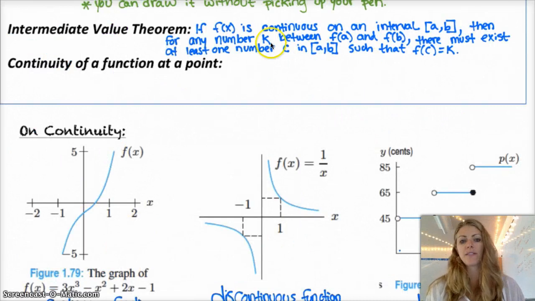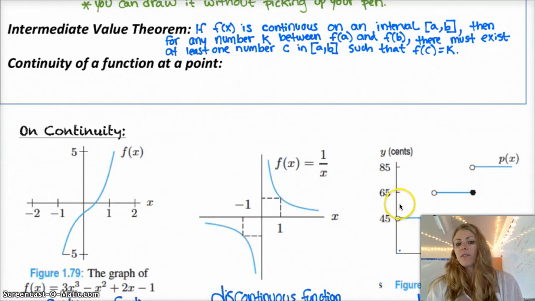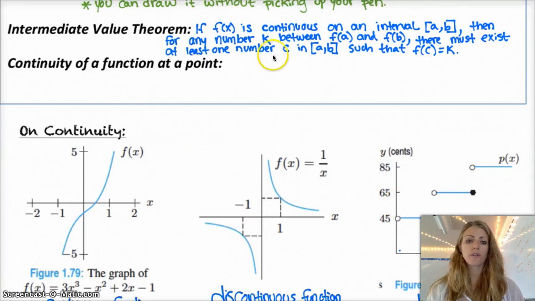And here's the fancy way of saying it. This is only true for continuous functions, right? Because if it's not continuous, then you could have a y value at 45, and another y value at 65, but there may not be a number in between those two values that would get you a y value of 55 or 50. So this is only true for continuous functions.